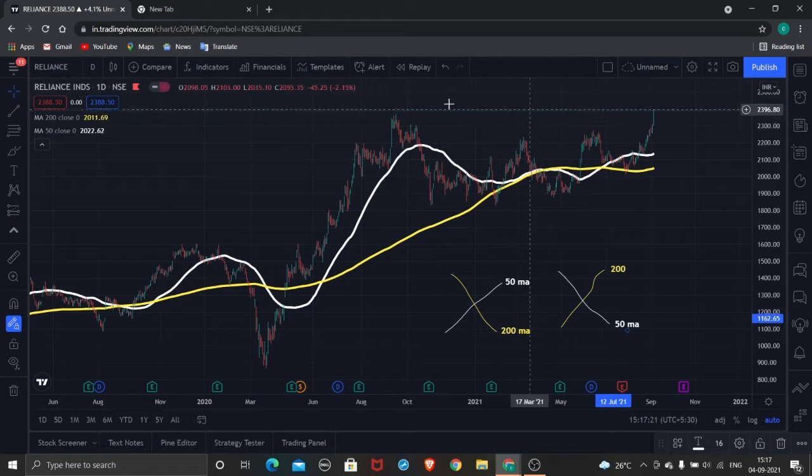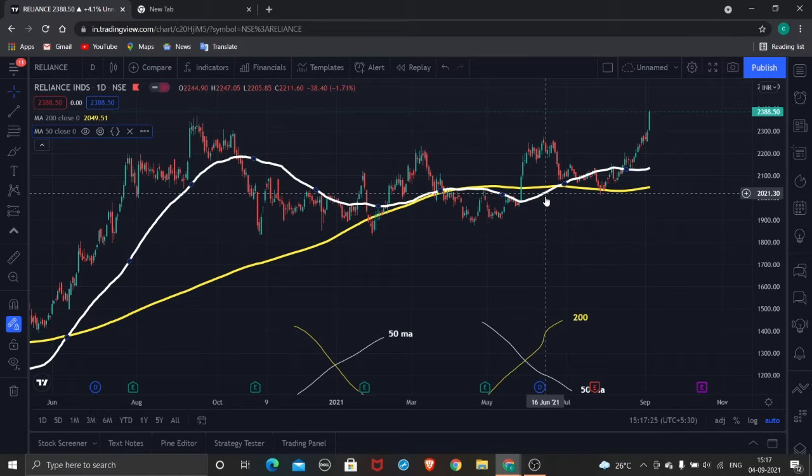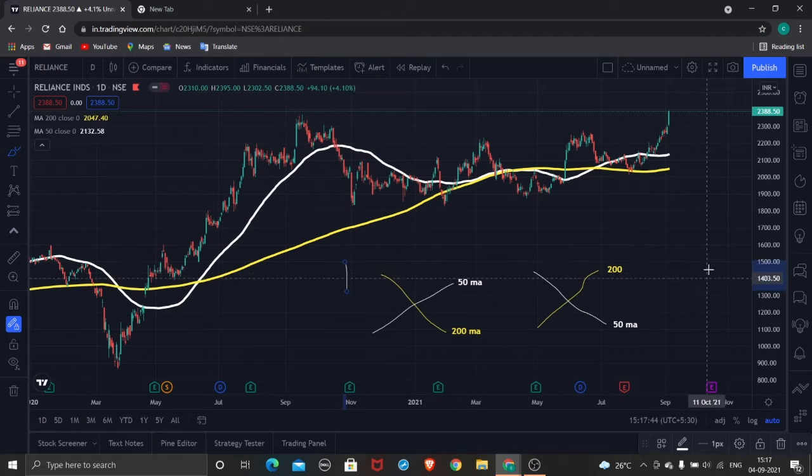As we can see, this is a 1 day chart. If I click on the white one, this is the 50 moving average. If I click on the yellow one, this is the 200 moving average. So here I've created two scenarios of how the 50 moving average and 200 moving average can respond. This is the first one, and this is the second one.